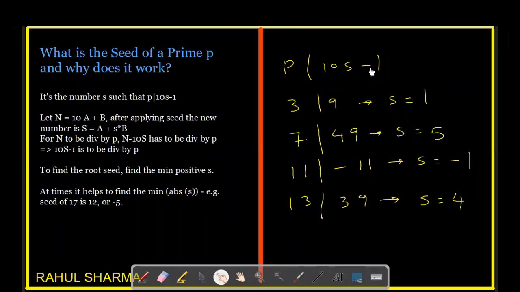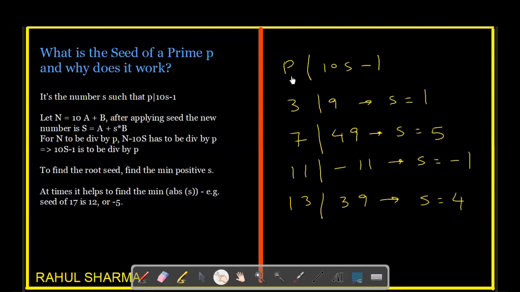Now let's understand what exactly is the seed of a prime p and why does it work. The seed of a prime p is a number s such that p divides 10s minus 1. Let me actually highlight this. I'll repeat it. The seed of a prime p is a number s such that p divides 10s minus 1. This expression stands for p divides 10s minus 1. In case of 3, when p is 3, we are saying p has to divide 10s minus 1. What can be the minimum s? s will be 1. Then only 3 will divide 9. And hence seed of 3 becomes 1.